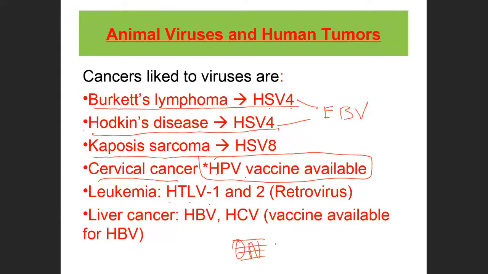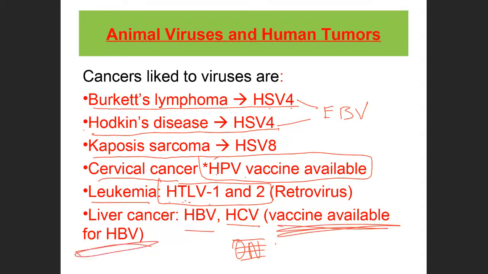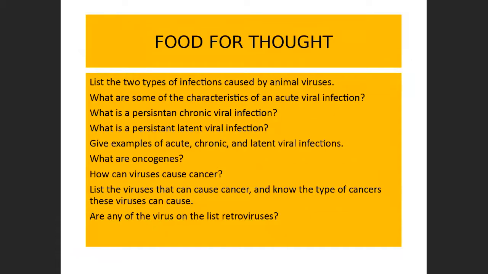The HTLV1 and 2 are retroviruses that cause leukemia. Human T cell leukemia virus. That's what the HTLV stands for. Then the hepatitis viruses cause liver cancer. Hepatitis B virus, hepatitis C virus. We have a vaccine for the hepatitis B virus, not hepatitis C. So we have a vaccine for hepatitis A and hepatitis B. Okay.